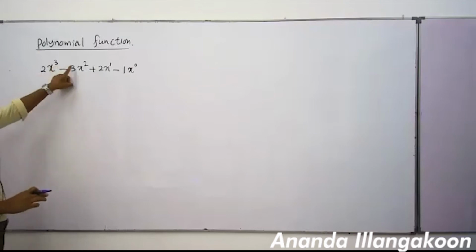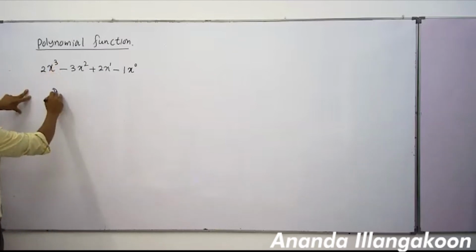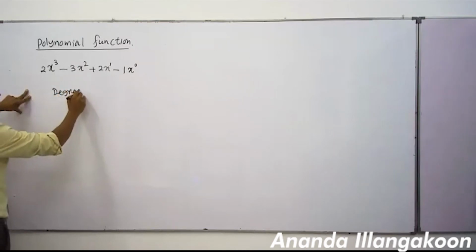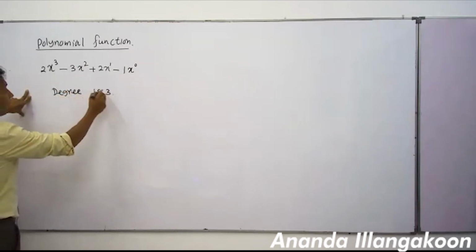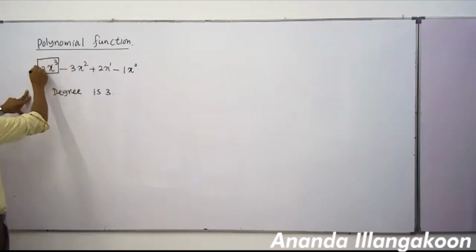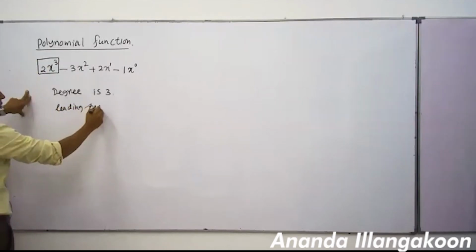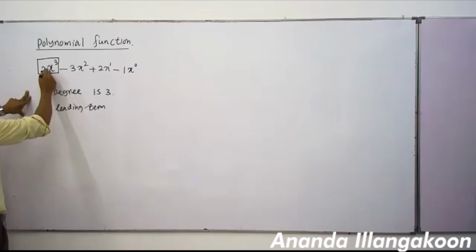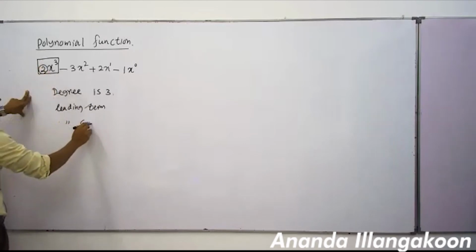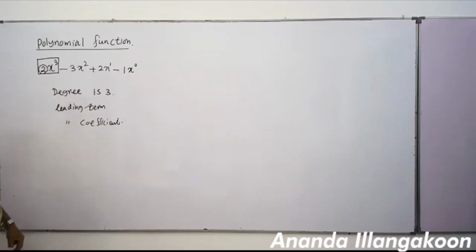Among the powers of x, the highest power we define as the degree of the polynomial function. The degree here is 3. The term containing the highest power of x we define as the leading term, and its coefficient is called the leading coefficient. That's how we define it.